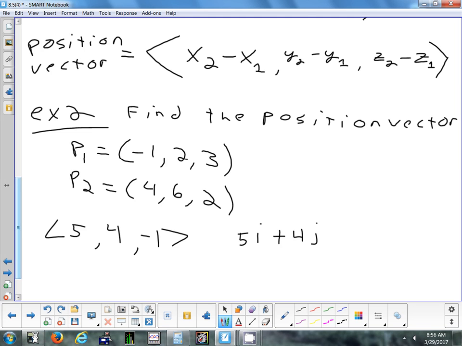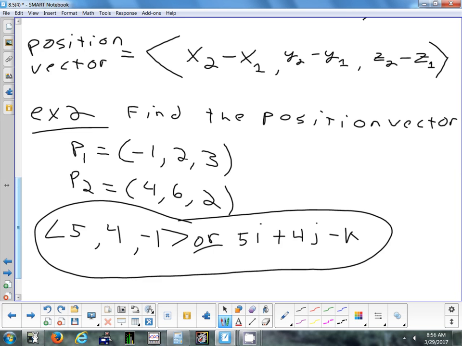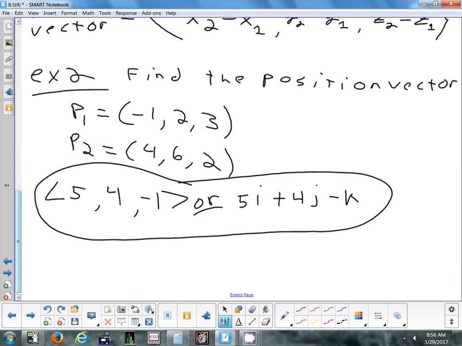You could do plus a negative, but I would just do a minus. That's a little easier. So minus, you could put 1k, or you can just put k. There's always understood to be a 1 there if you don't put anything, or in this case, a -1. Okay, so either way. Okay. Questions on finding a position vector in 3D?